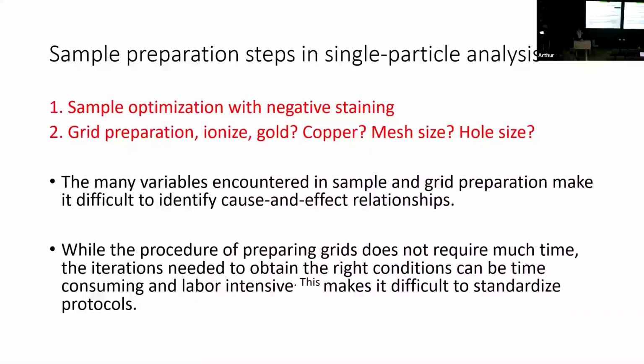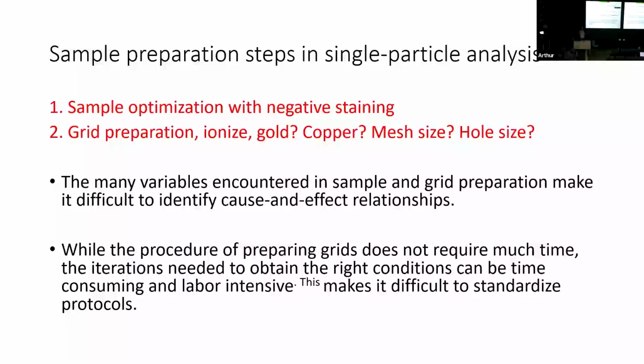All right, so what do we need to think about? We need to first optimize your sample with negative staining. We've shown that to be true. We can make a lot of progress on sample prep by just optimizing with negative staining. And now you don't have to test 10,000 conditions by cryo. Grid preparation is your first hurdle to overcome. You do want to ionize, again, to make a cleaner, better surface for your proteins to adhere to.